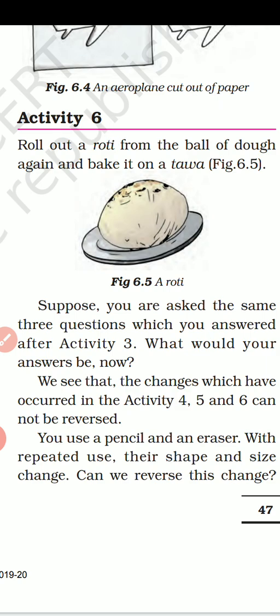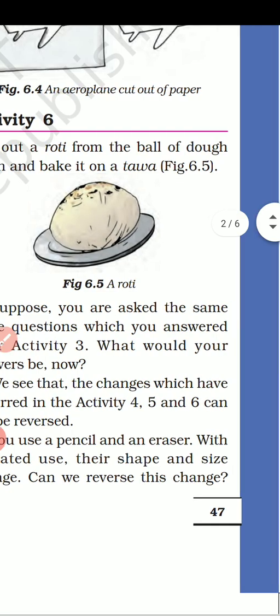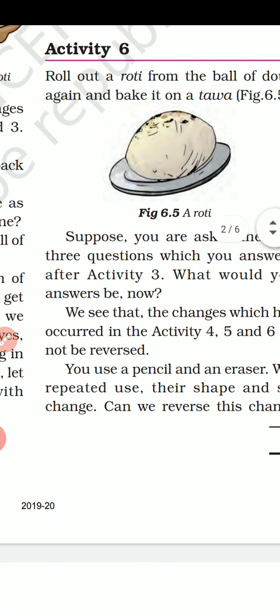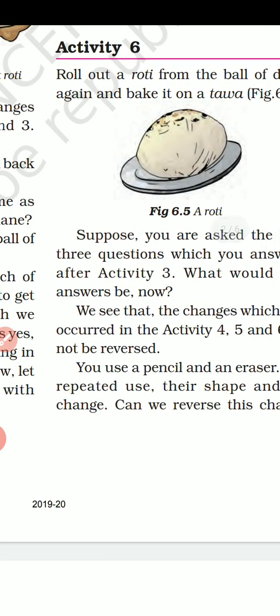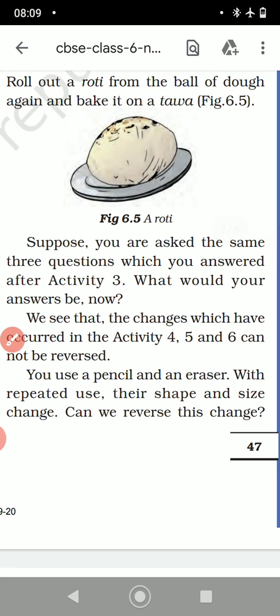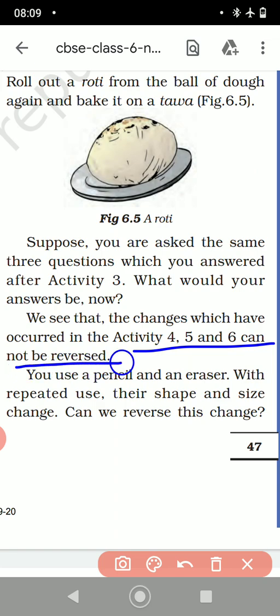We see that the changes which have occurred in activity 4, 5, 6 cannot be reversed. Isn't it? Can we reverse the changes happening? The changes in activity 4, 5, 6 cannot be reversed. This is a very important line. Changes which have occurred in activity 4, 5, 6 cannot be reversed.